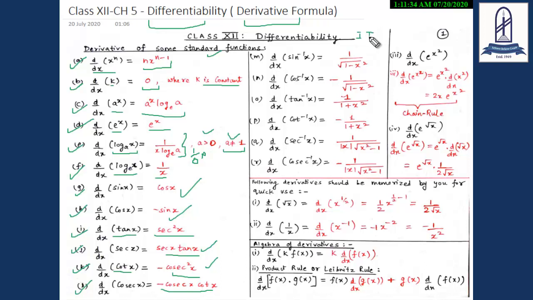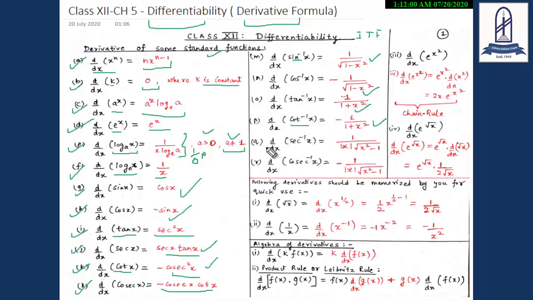So our first derivative is d by dx of sin inverse x, which is equal to 1 upon square root of 1 minus x square. And then d by dx of cos inverse x, which is equal to minus 1 upon square root of 1 minus x square. And then d by dx of tan inverse x, which is equal to 1 upon 1 plus x square. And then d by dx of cot inverse x, which is equal to minus 1 upon 1 plus x square.